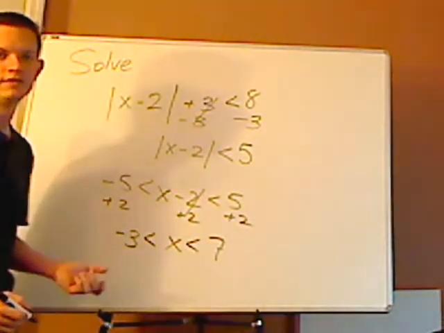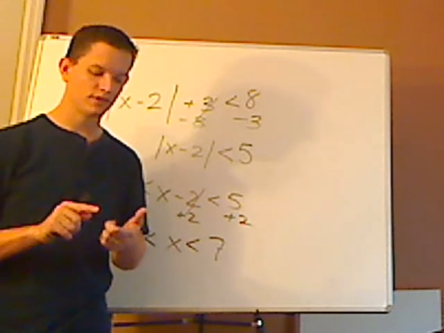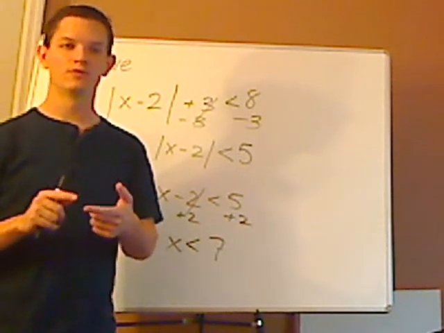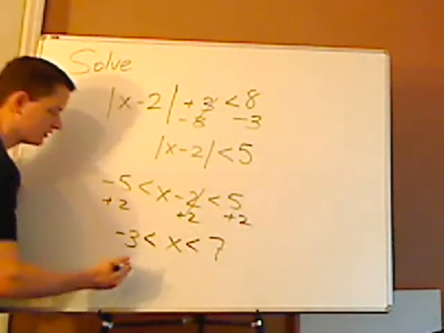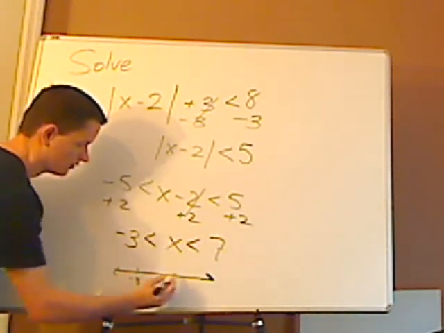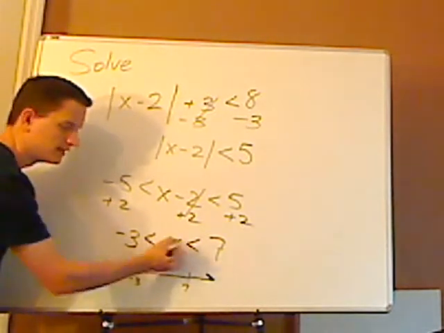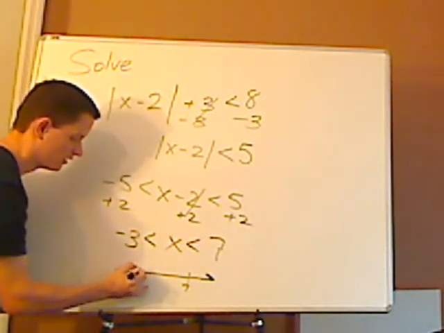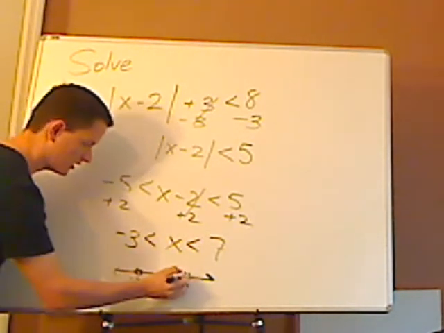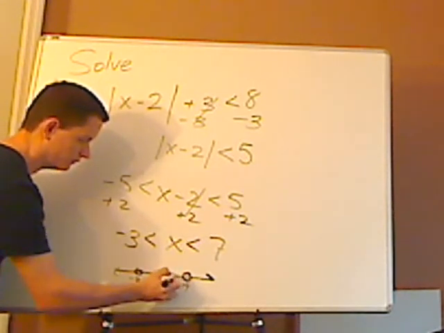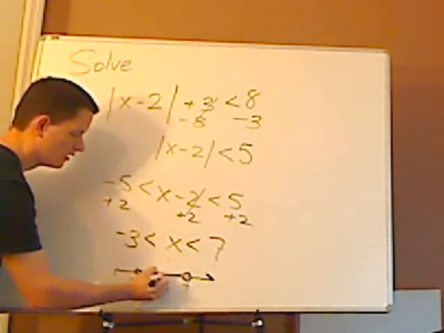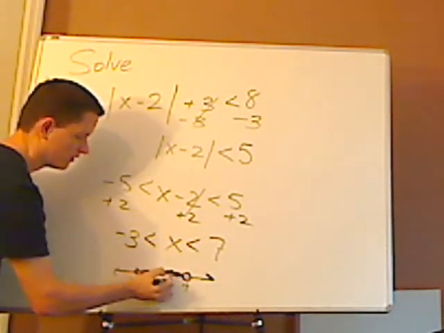Now certainly you can leave your answer like that, but most of the time teachers are asking you to graph it and then also put it into interval notation form. So let's graph this. It's going to be negative 3, then you have 7, and it's everything in between. Now I'm going to use open circles because there are no or equal to signs here. It'll include negative 2, negative 1, 0, 3, 4, etc. So it's everything in between.